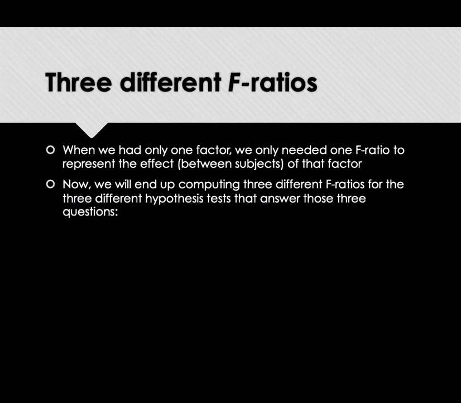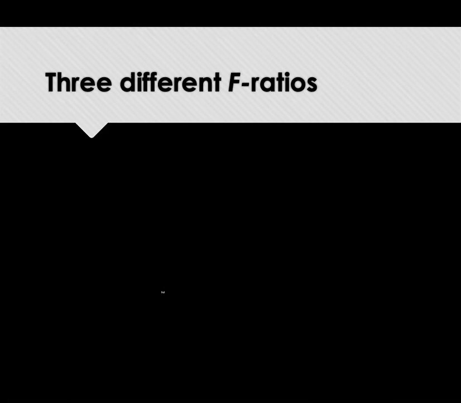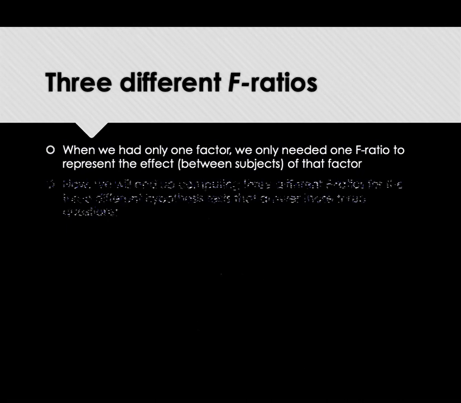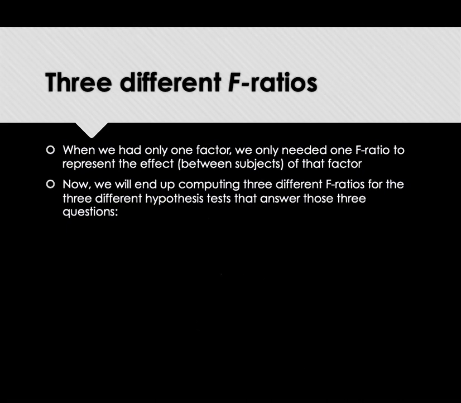Now, with this two-factor ANOVA, we're going to end up computing three different F ratios for the three different hypothesis tests that answer those three questions. And what are those three questions I'm referring to? Back to this slide, right? The main effect of factor A, the main effect of factor B, and the interaction between the two. Those are three key questions, and we're going to compute an F ratio for each of those three questions.